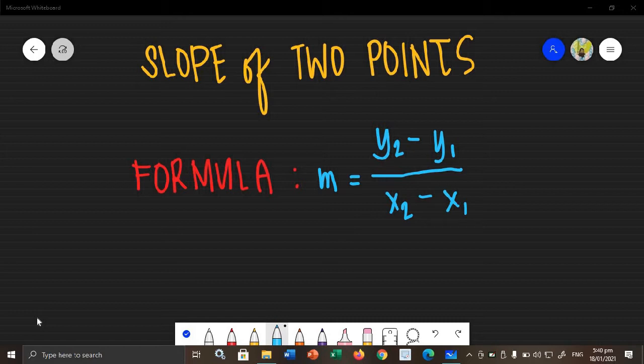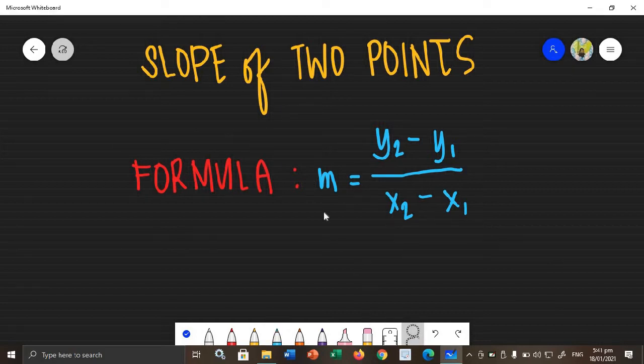But how about if the given is not a graph? How about if the given are 2 points, or two ordered pairs? If that is the case, the formula becomes this: m, or the slope, is equal to y sub 2 minus y sub 1, all over x sub 2 minus x sub 1.